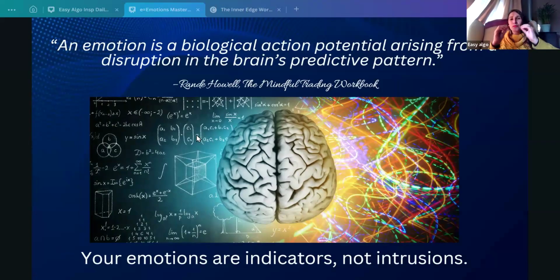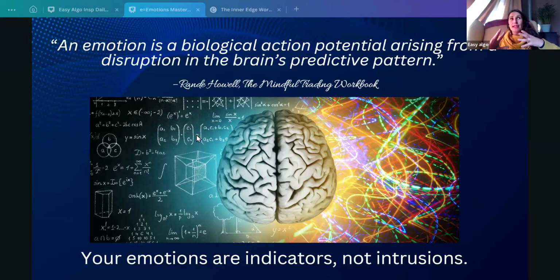Really starting at the very beginning, let's ground ourselves in a clear definition. I think the idea of emotions in and of itself is quite confusing. We have all of these labels and words that we use for emotions, but I love this definition. It's probably one of the clearest. It's going to sound a little complex, but we'll get into it and simplify it. An emotion is a biological action potential that arises when there's a disruption in the brain's prediction model.